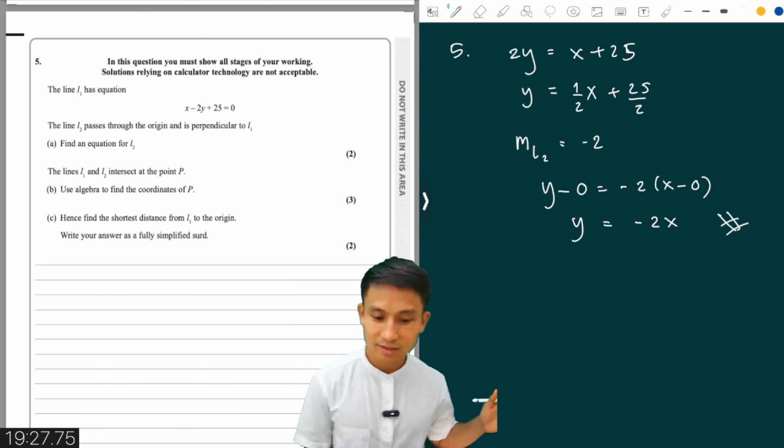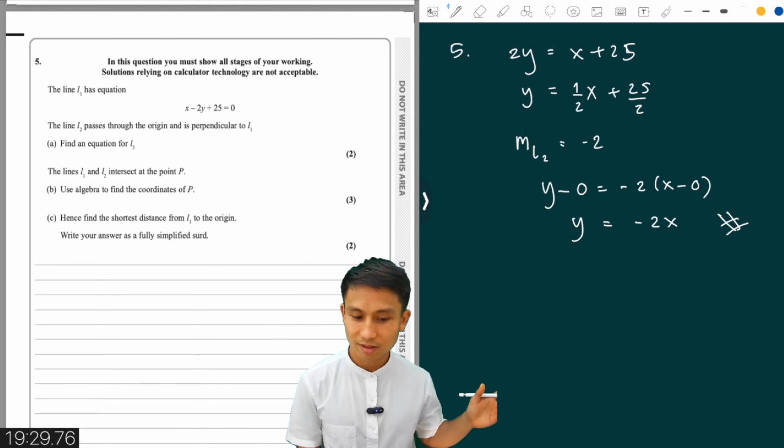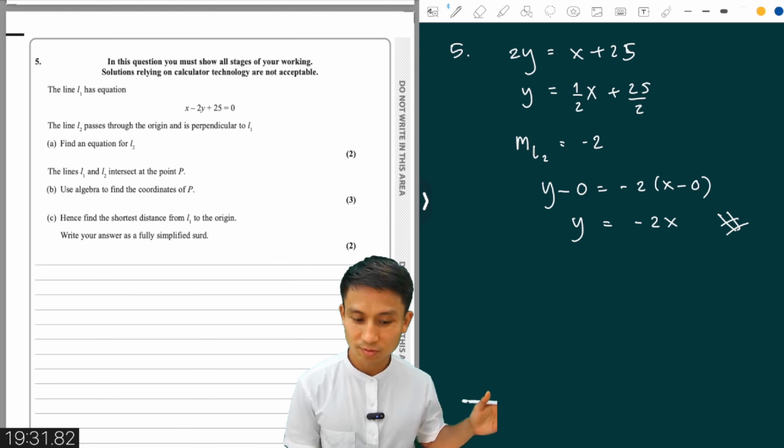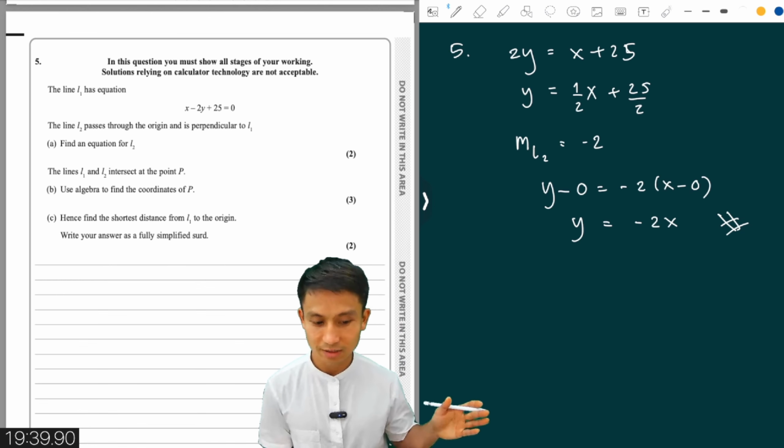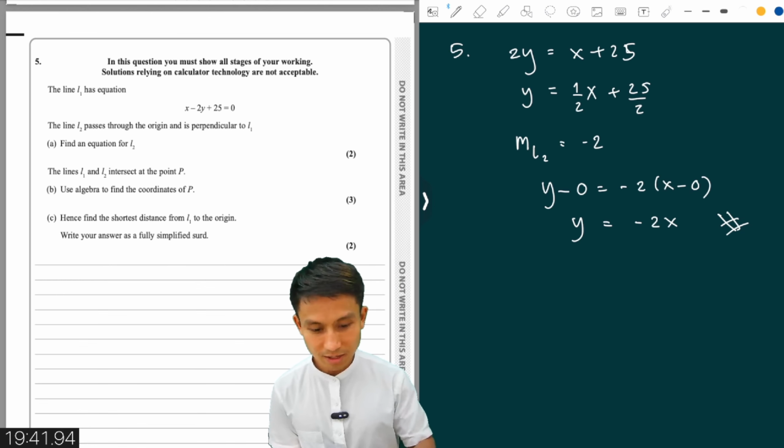Let me double check, right? 1 over 2, minus 2, yeah, passes origin, perpendicular to L1. Right, I'm okay with that. And then part B.